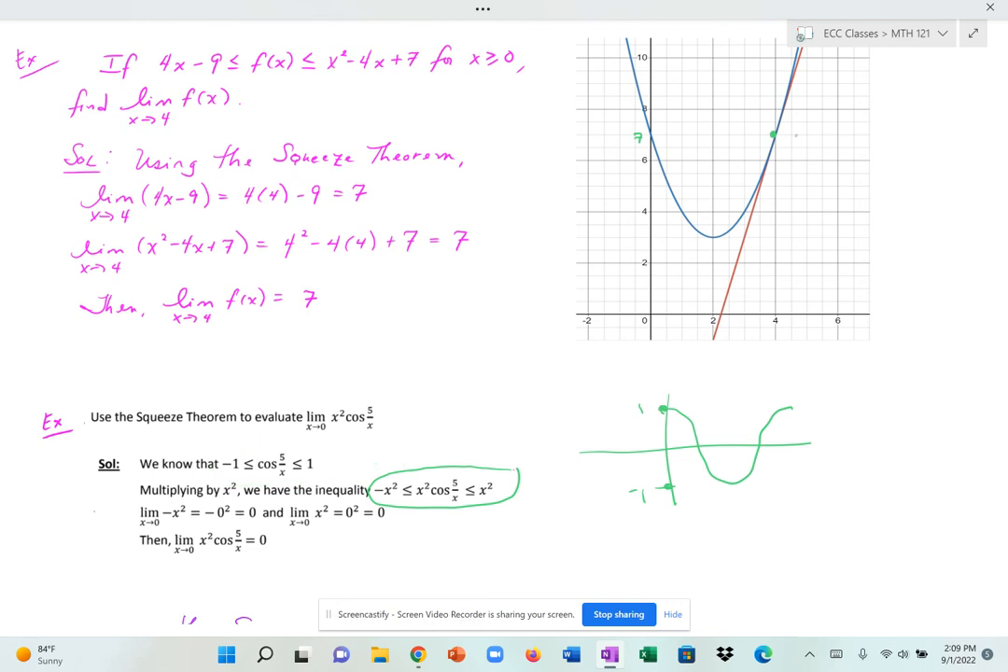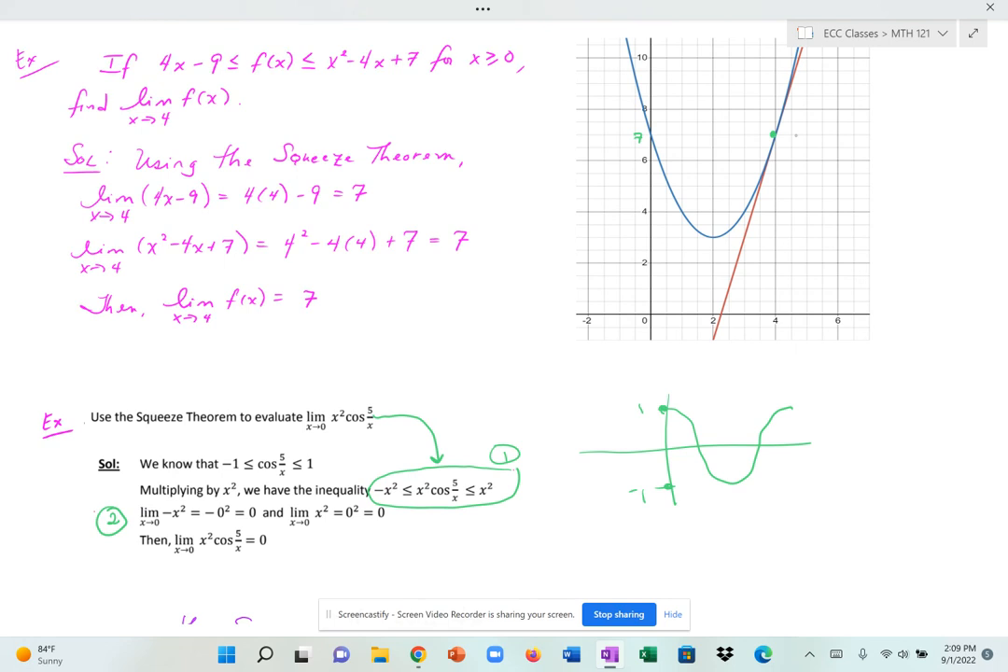And now this is the first condition in squeeze theorem. I have an inequality established where the function that I'm interested in is in between two other ones. Now I have to do the second part. The second part is, is the limit of the function that's below and the limit of the function that's above the same? And we see that it is.